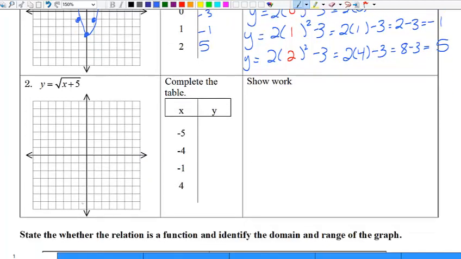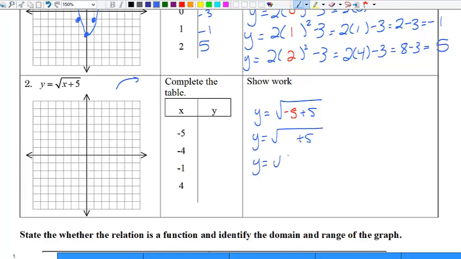Okay, the next one looks like a square root function, so that means that my square root is going to usually look like a U shape on its side, but 1/2 of it's cut off, often like that. So let's see here. If I take y equals the square root of x, but instead of x, I'm going to leave a little space there. And then for that space, I'm going to plug in my values. In this case, -5. And let's go ahead and do all of those.